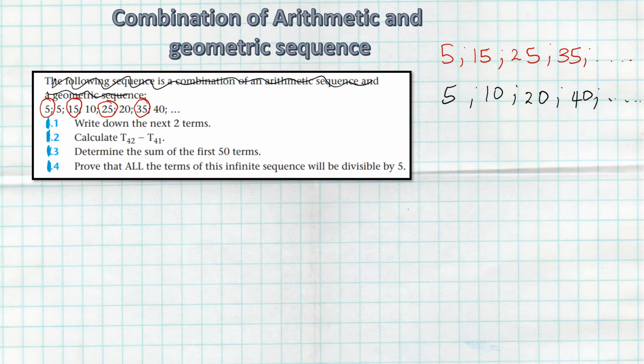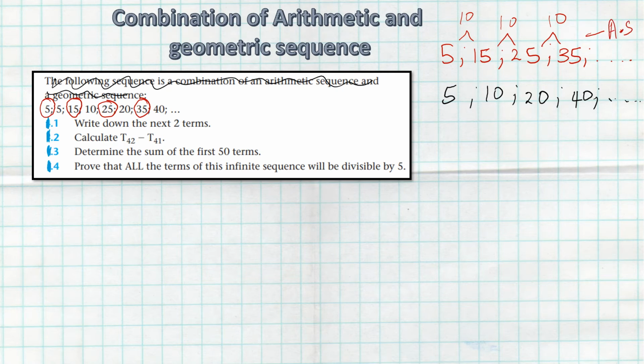So with the one for red, we can see there's a common difference of 10 in between, right? If you check, 15 minus 5 is 10, 25 minus 15 is 10, 35 minus 25 is 10. Common difference of 10. So the one in red has a common difference, and we can conclude this is an arithmetic sequence.